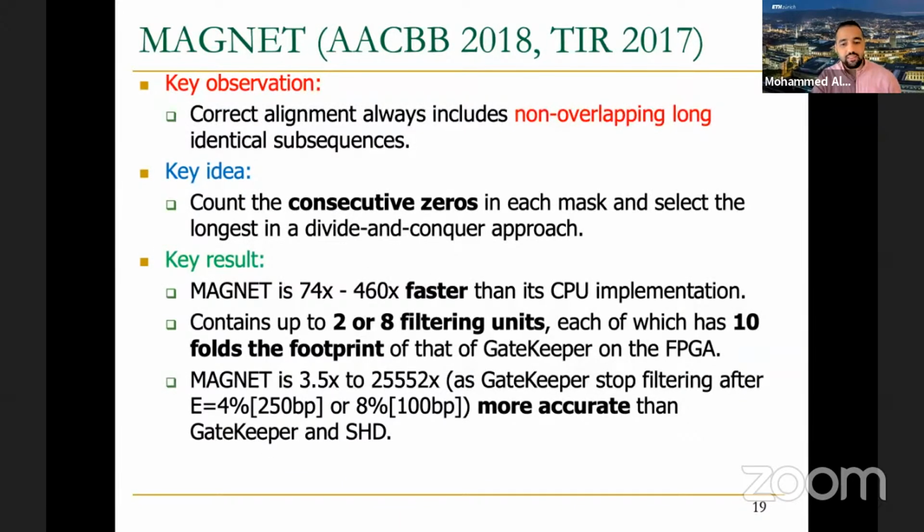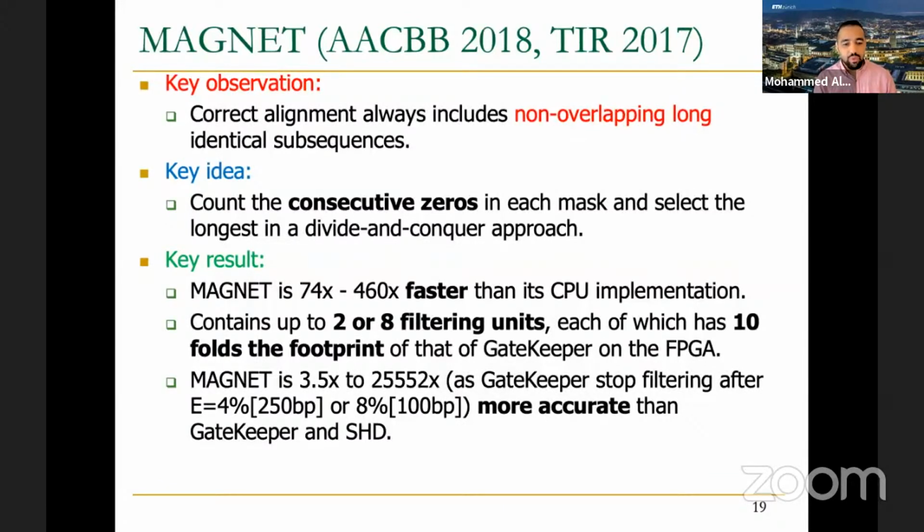The results we got are really significant, especially the accuracy. We got about 3.5x all the way to 4 to 5 orders of magnitude more accuracy than GateKeeper. Remember, GateKeeper tried a simple algorithm, just an AND operation. There's no complexity over there. But here we increase the computation, and that's going to increase the execution time.